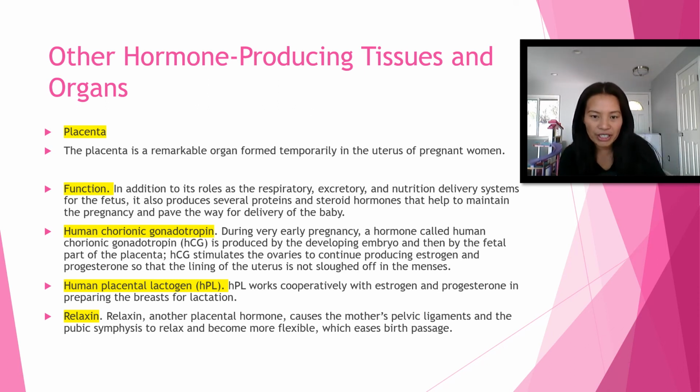During very early pregnancy, a hormone called human chorionic gonadotropin, or HCG, is produced by the developing embryo and then by the fetal part of the placenta. HCG stimulates the ovaries to continue producing estrogen and progesterone so that the lining of the uterus is not sloughed off in the menses.